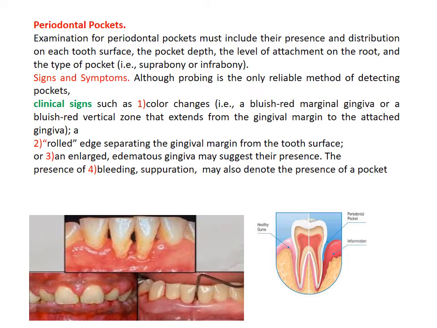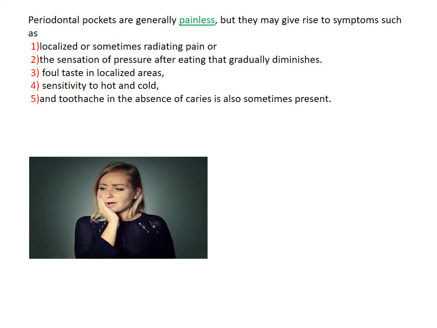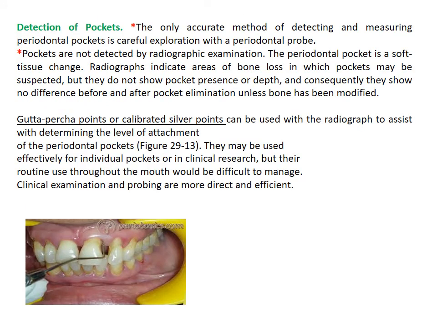So we penetrate the pocket. If the pocket is beyond the cemento-enamel junction, it means migration of the junctional epithelium apically. This is loss of attachment. There is a disease. How do we detect a pocket? We said previously, by the periodontal probe.